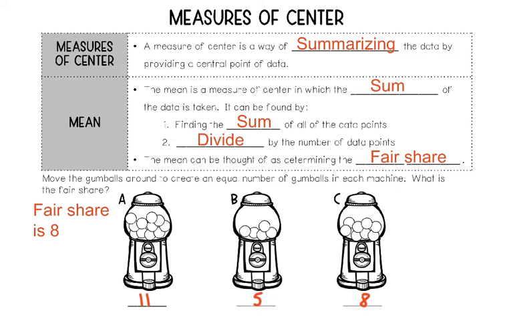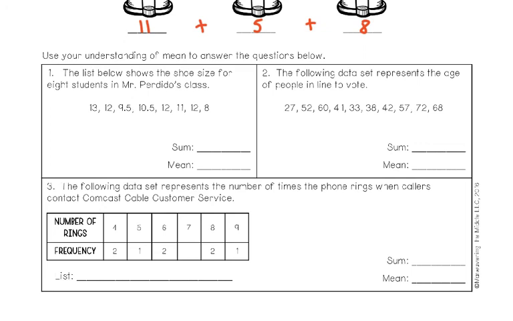This is another way to look at the mean, because if I added all these numbers, I would get 24. Then if I divide that number 24 by the 3 gumball machines, I'll also get 8. That's the average number of gumballs per machine. So there's really only 2 steps to finding the mean. You find the sum, and then you divide by the total number of data points.